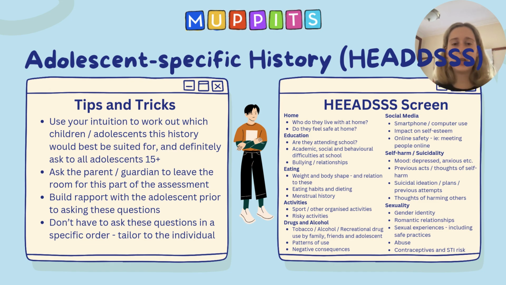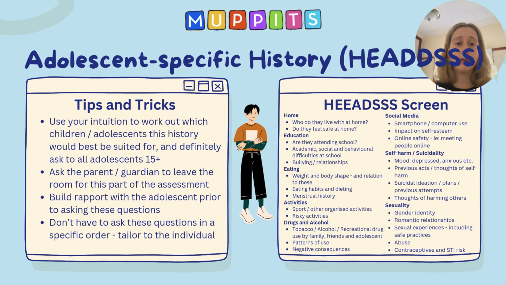In terms of education, is the young person attending school? Are they having any academic, social, or behavioural difficulties that they perceive at school? And is there any bullying, and how are their friendships at school as well?